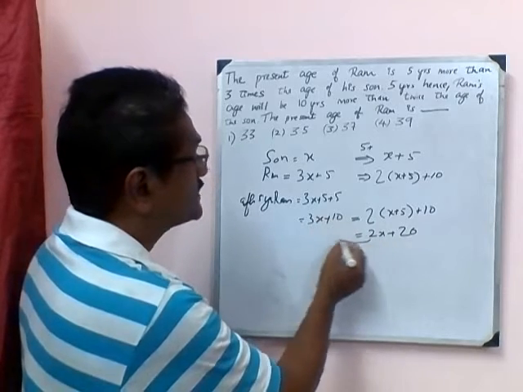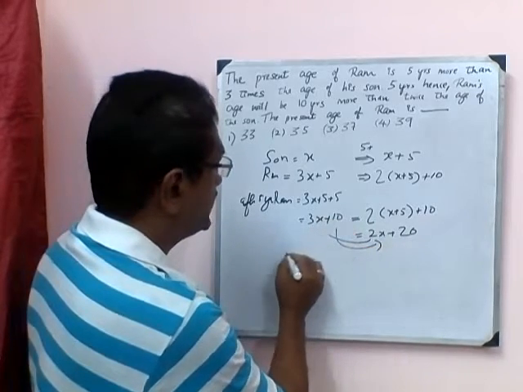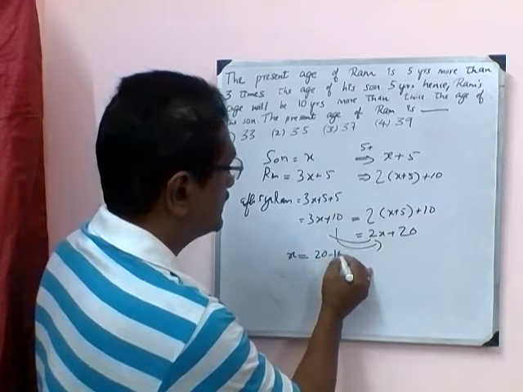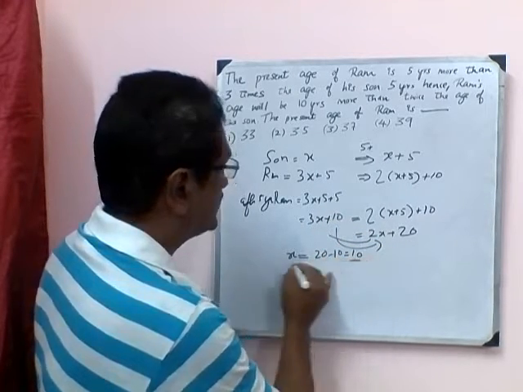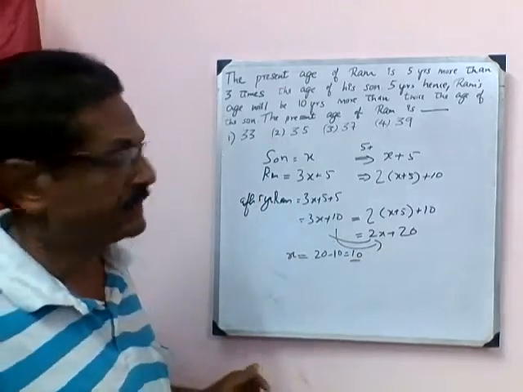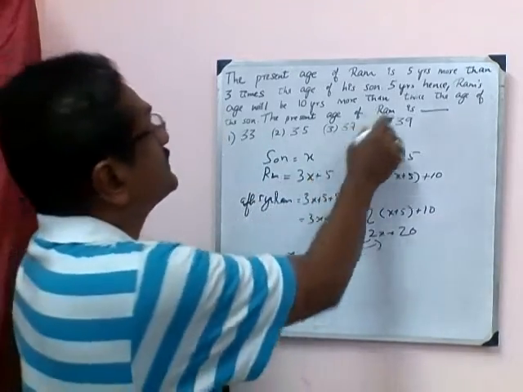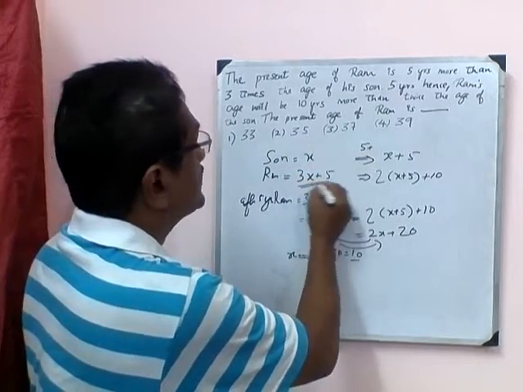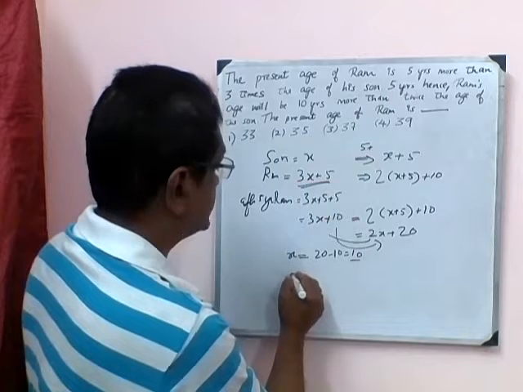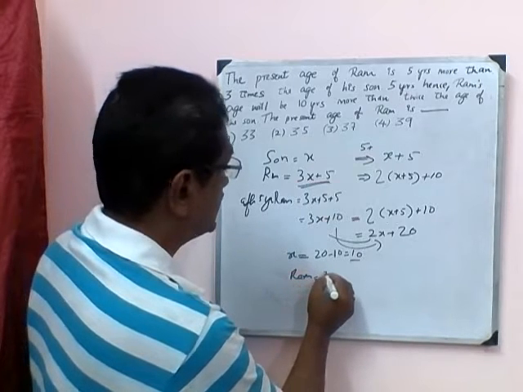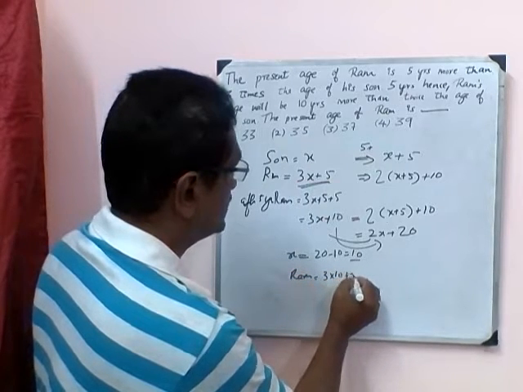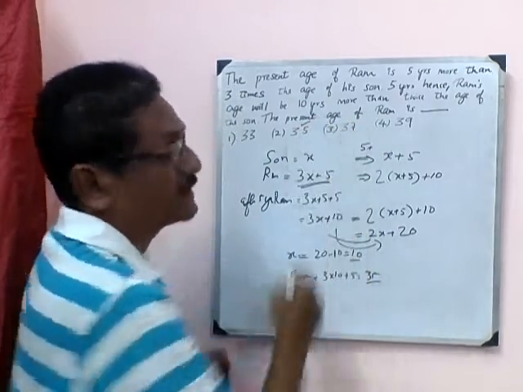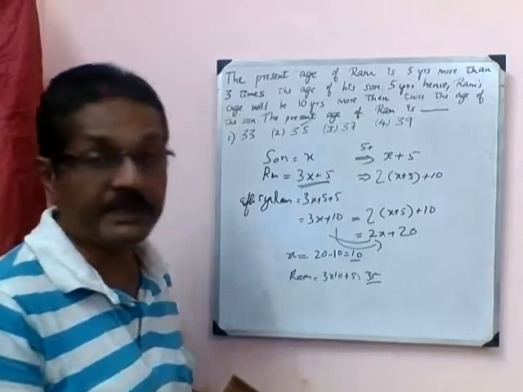Bringing x to this side and 10 to that side, we will get x is equal to 20 minus 10, which is equal to 10. So we have solved the son's age. What is the father's age? Father's age we know is equal to 3x plus 5. So Ram's age will be equal to 3 into 10 plus 5, which is equal to 35. We have got the option here. Option 2 is correct. So we have got the answer very quickly.